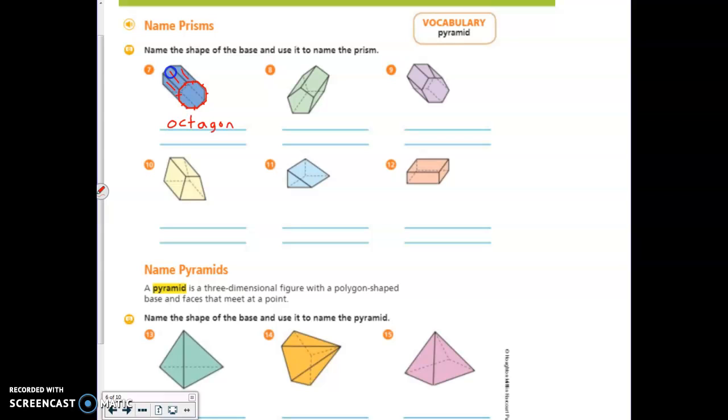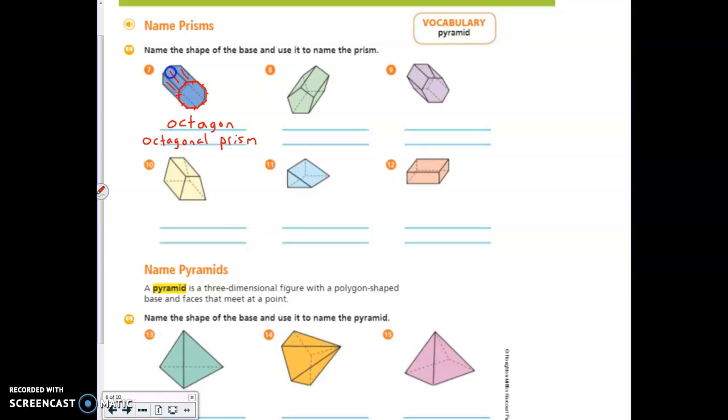All right, write that down right there. We're looking at an octagon. And because that octagon doesn't go to a point on the opposite end, but it goes to another octagon, we are dealing with an octagonal prism. All right, kind of a long word, a lot to write there, but again, that's all we are looking at.